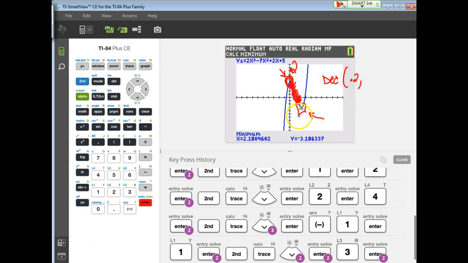I don't know what this was. I didn't write it down. The x value is 2. We just found it. Oh, guys, it's right here. There. 2.2. 2.2.